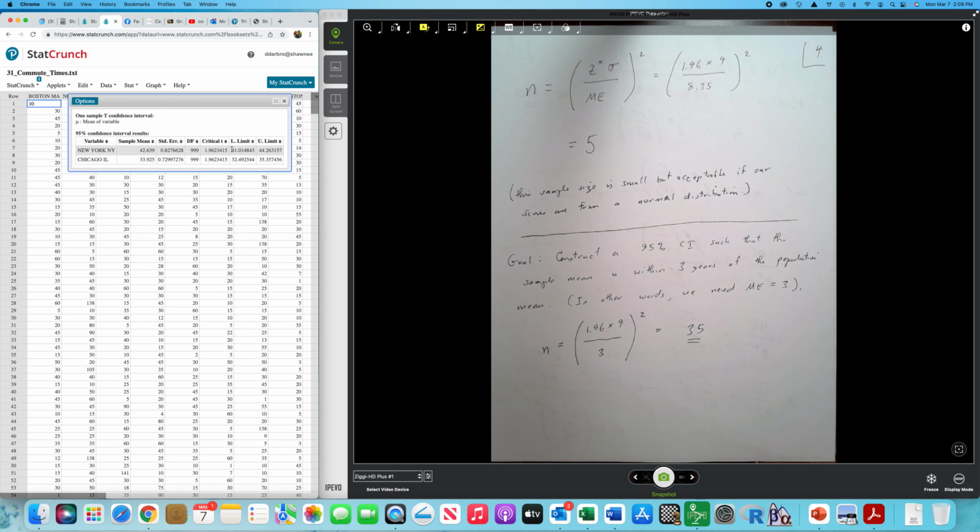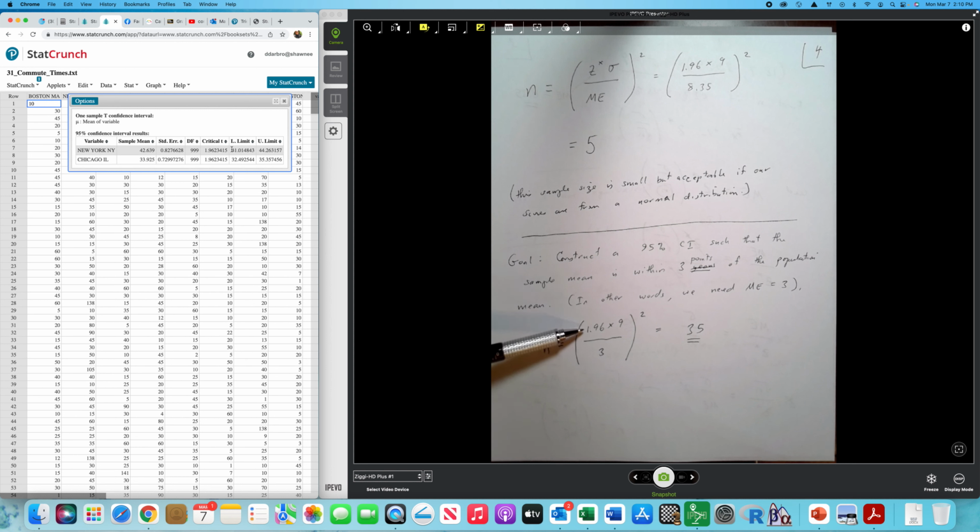Now, let's see what's going on here. The goal: construct a 95% confidence interval such that the sample mean is within 3 points of the population mean. In other words, what we're saying here is we want the margin of error to be equal to 3. Well, it's just a simple manipulation of a formula now.